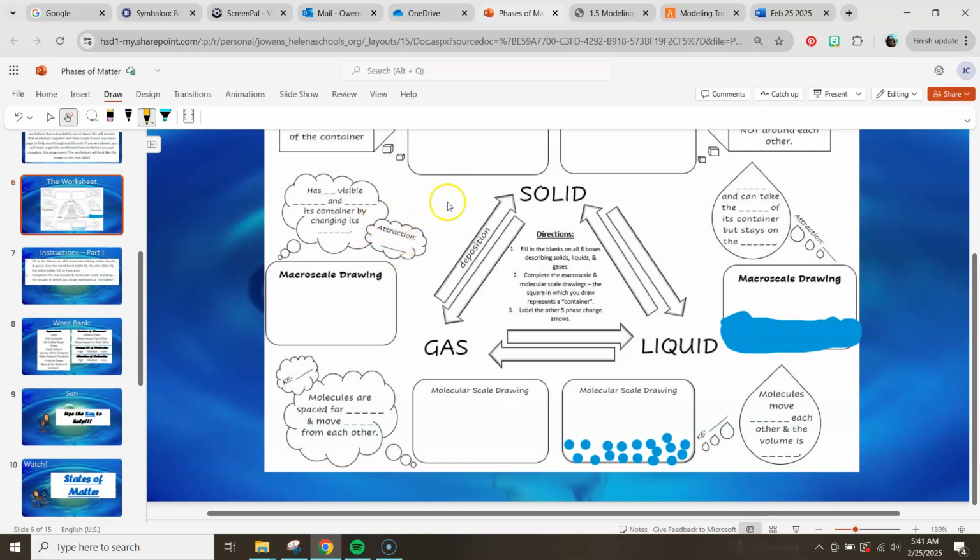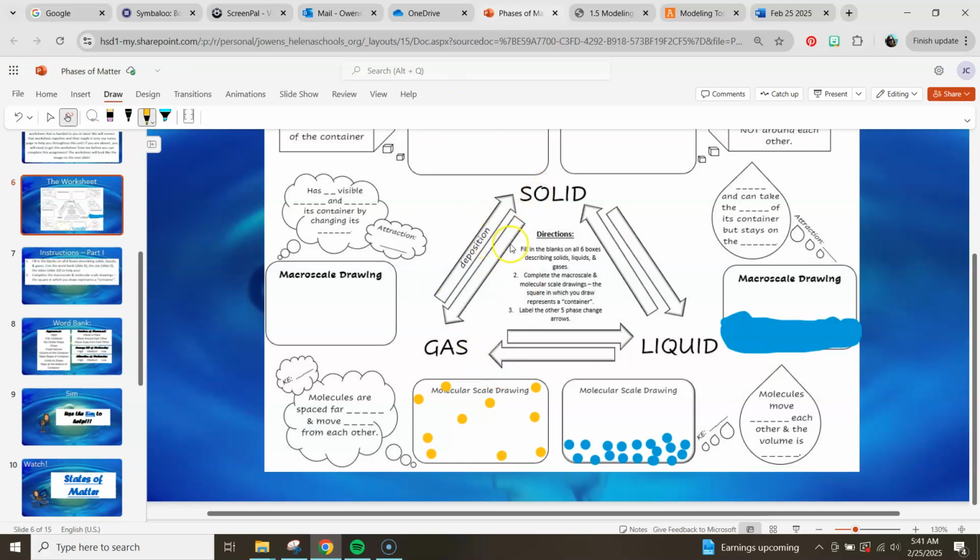Attraction is really, really low. Those molecules don't want to be anywhere near each other. Kinetic energy is high. If we were to take water and boil it and turn it into a gas, we'd be adding a lot of energy, so the kinetic energy is high. Molecules are spaced far apart and move away from each other. Okay, and then for your molecular scale drawing, if this was our container, we would maybe draw some molecules spread out far apart from each other, something like that.